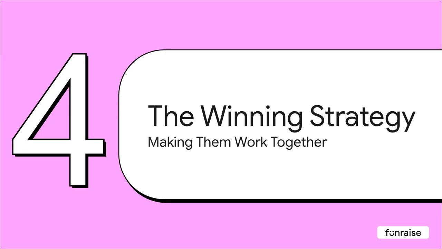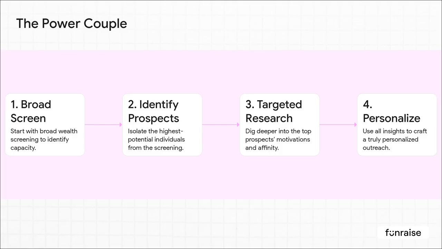And that's the big aha moment here. The absolute best fundraisers know this isn't an either-or situation. The winning strategy is all about making these two work together. So what does that power couple workflow actually look like? It's pretty simple, actually. Step 1, you start broad with wealth screening. Cast a really wide net to see who has that financial potential. Then, once you have that list, you zero in. You use that deep prospect research on just the most promising folks. And that is what lets you craft an outreach that's super personal and way more effective.